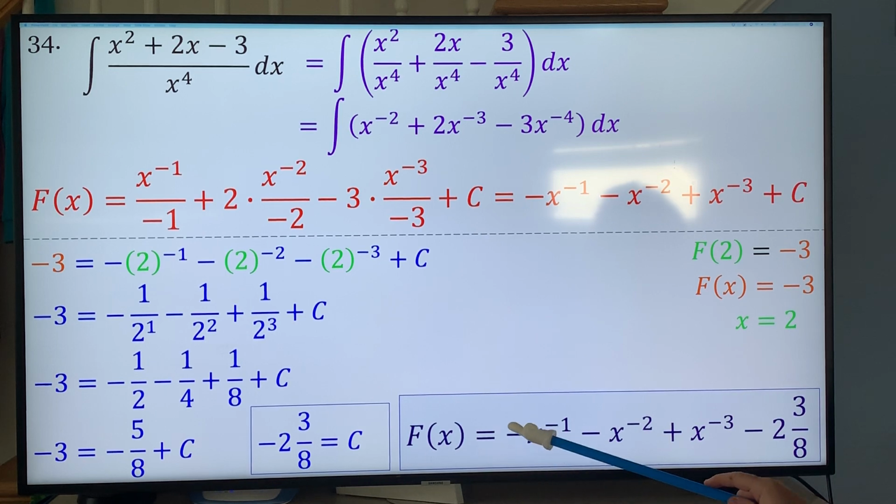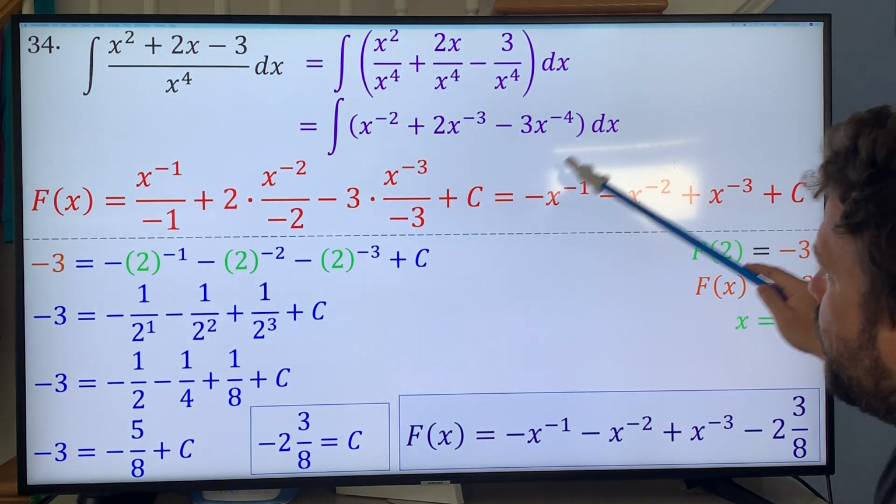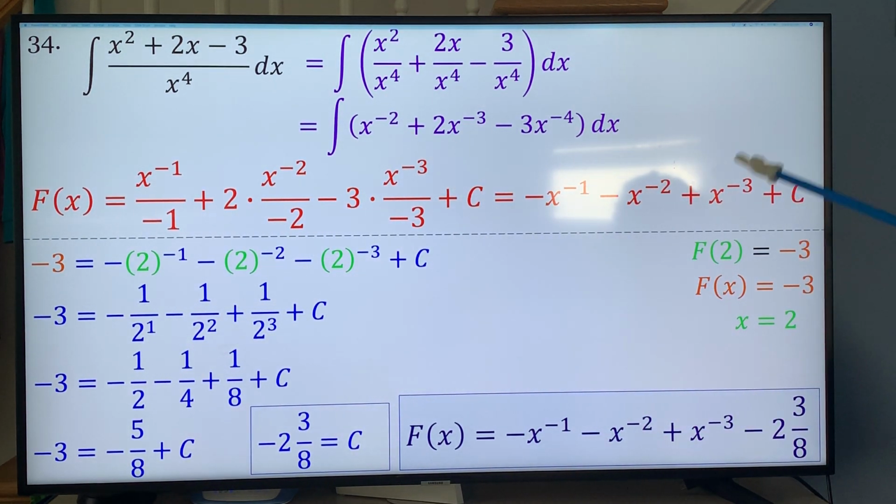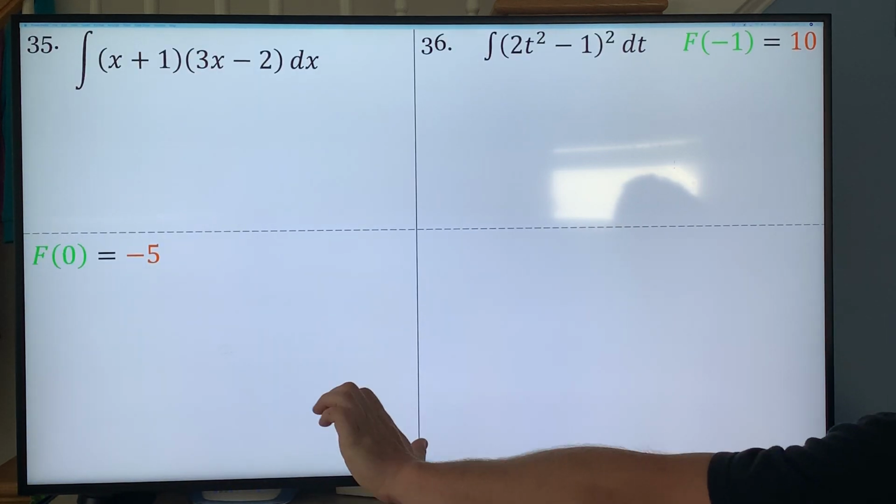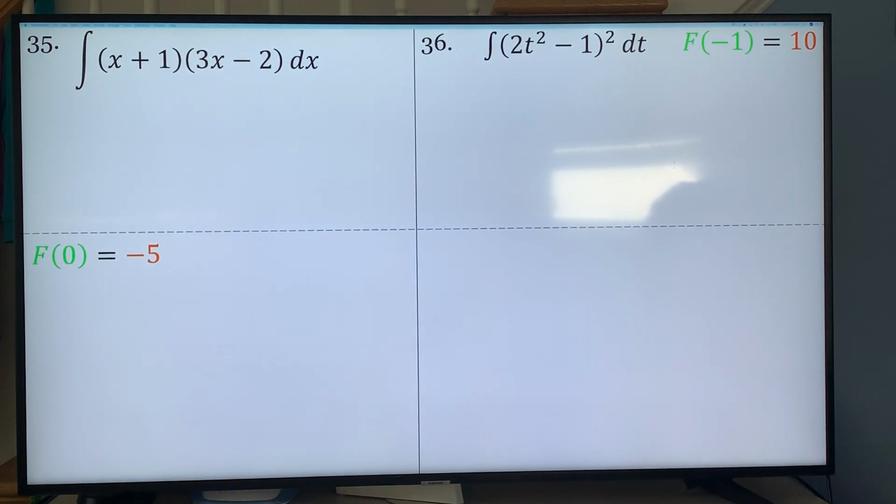Bam, put it right back in. Negative x to negative 1, minus x to negative 2, plus x to negative 3, minus 2 and 3/8. If you want to write it like 1 over x squared, 1 over x cubed, this is also acceptable. All right. Awesome. 35, 36. Easier problems. Almost there, almost there, almost there.